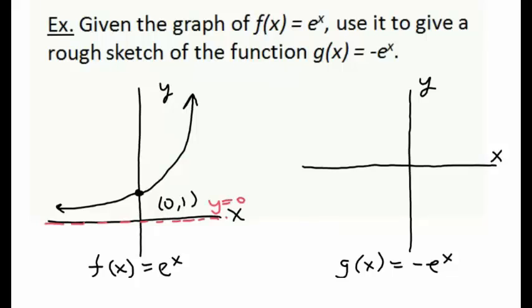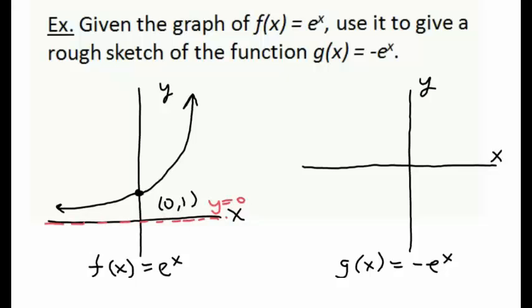In our last example, we want to take the graph of f of x equals e to the x and use that graph to give a rough sketch of the new function negative e to the x. So on the left here, I've plotted the function f of x equals e to the x. So you see I've included the point (0, 1). This is a point that's on every exponential function. And I've also included the horizontal asymptote at y equals 0.